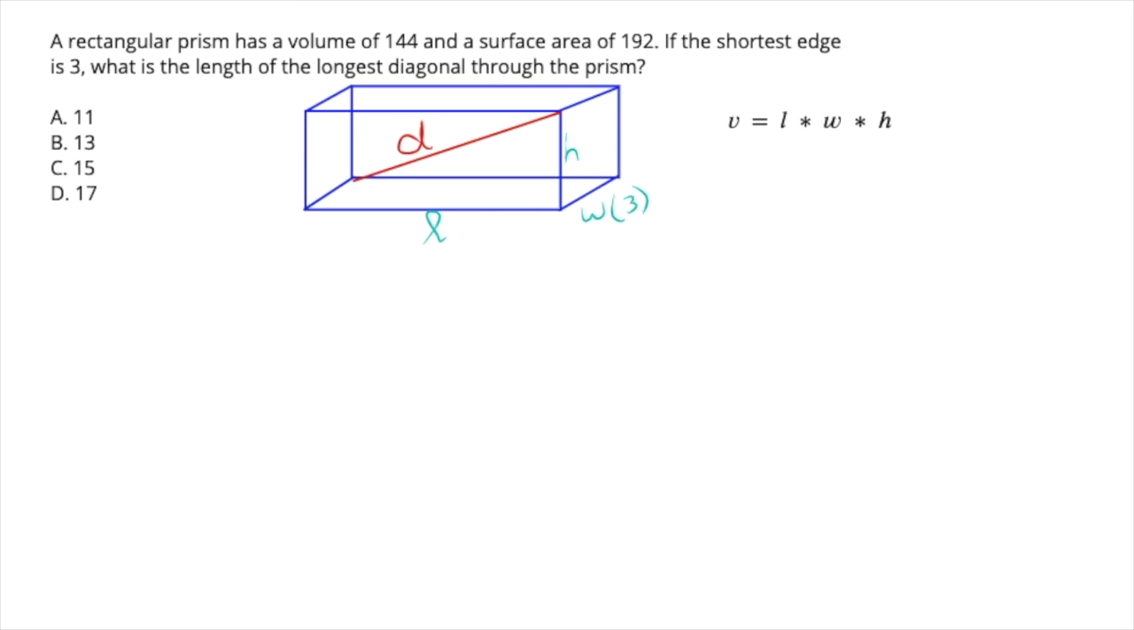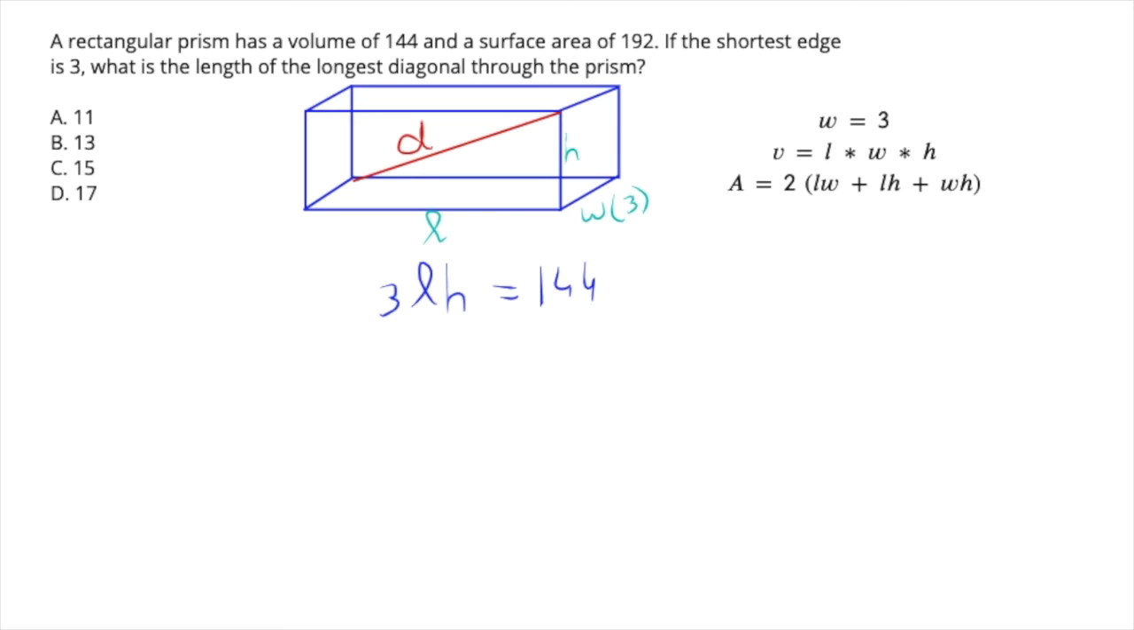We have volume, which is length times width times height, and we already know that the width is 3. The surface area is 2 times (LW plus LH plus WH). Using these formulas and W equals 3, let's substitute it in the volume and see what we get. So now we have 3LH equals 144. From that we have LH equals 48, and this is something which we need, so we keep this.